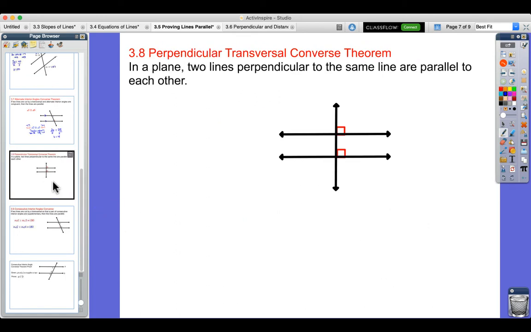Now the perpendicular transversal converse theorem. It's a long thing, but it's just saying, if you know for sure two lines are perpendicular to the exact one line, then those lines have to be parallel.